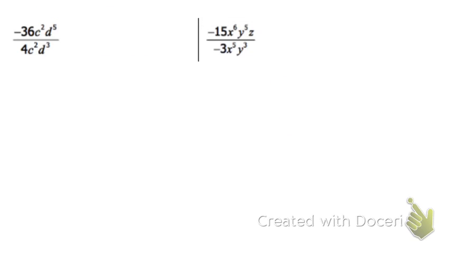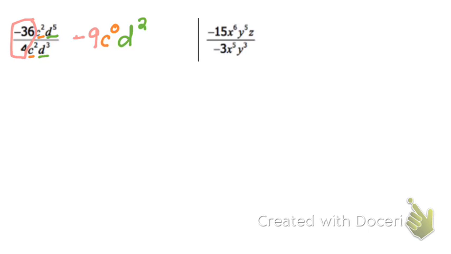Let's just do one more here where I have two different variables. So here again, you first just divide the regular numbers. Negative 36 divided by 4 is negative 9. Then if I look at the c's, I have c to the second power divided by c to the second power. So that is just c to the 2 minus 2, which is 0. And then we'll talk about that here in a second. The d's, d to the 5th divided by d to the 3rd. So 5 minus 3 is 2.